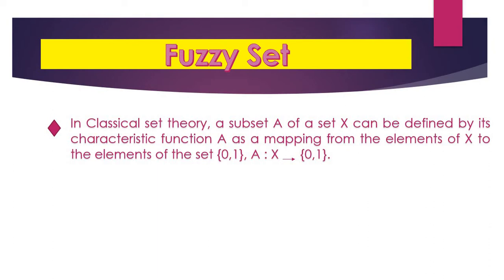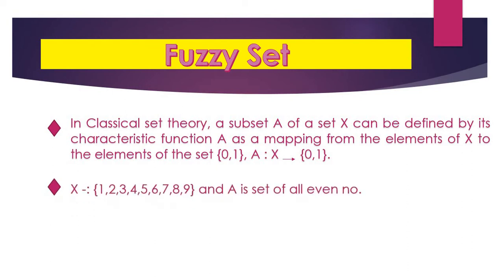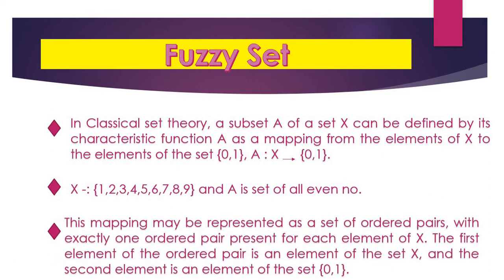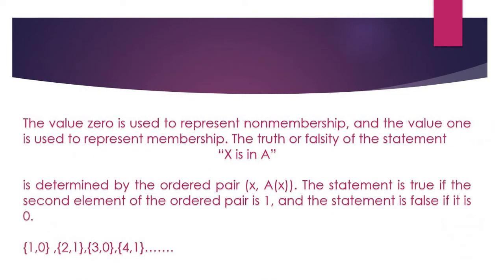What's a fuzzy set? First, in a classical set, a subset A of a set X can be defined by its characteristic function A as a mapping from the elements of X to the elements of the set {0, 1}. That is a function A from X to {0, 1}, where X has values 1 up to 9 and the set A is the set of all even numbers.